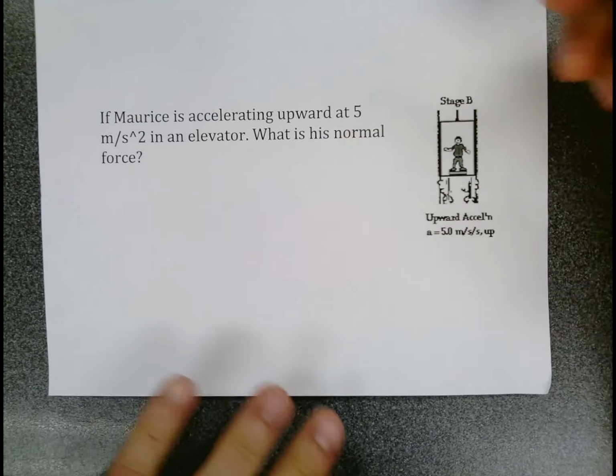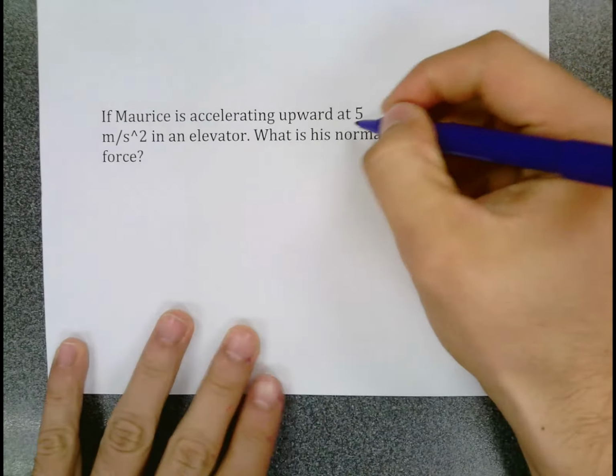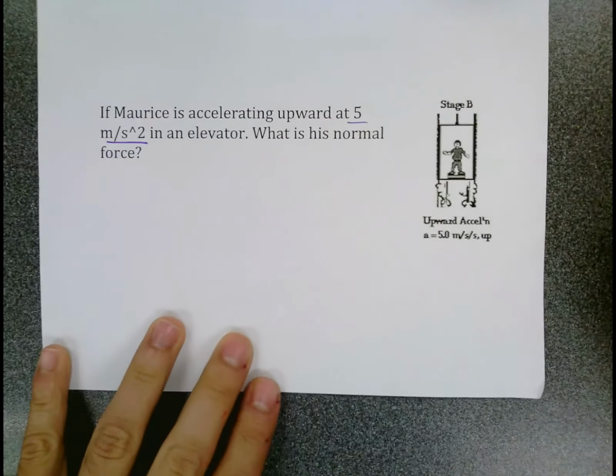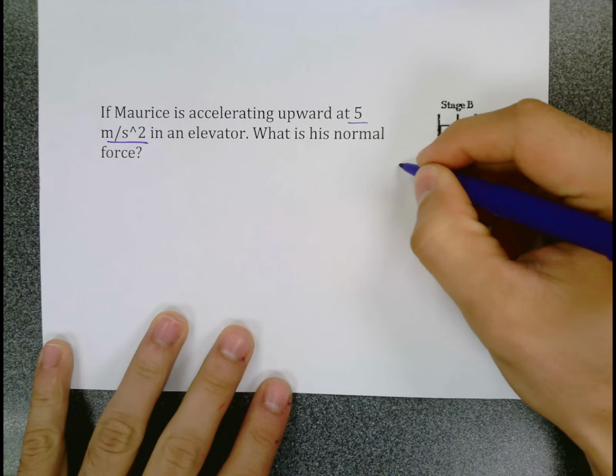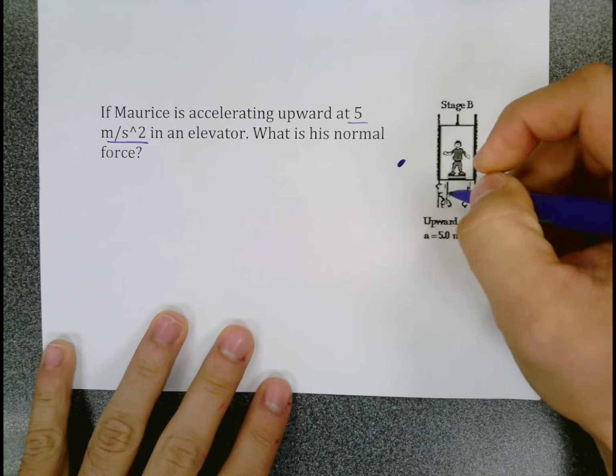Alright, in this problem, you have Maurice accelerating upward at 5 meters per second squared. That means he's moving up. If we were to draw a free body diagram for this, we would have the dot here.